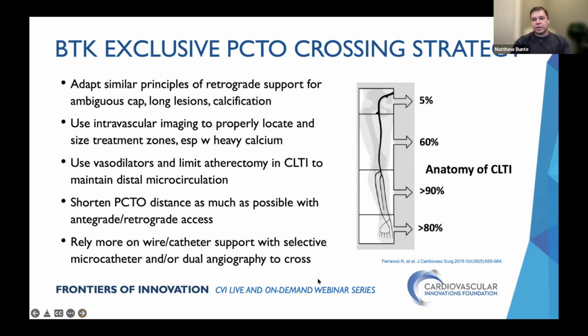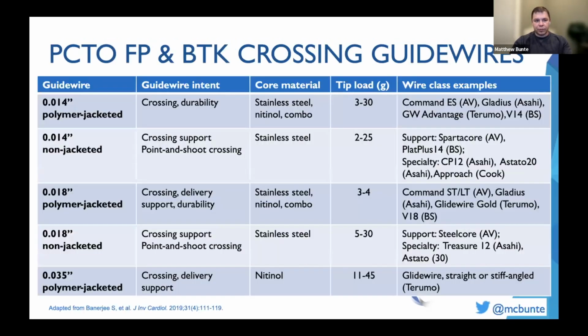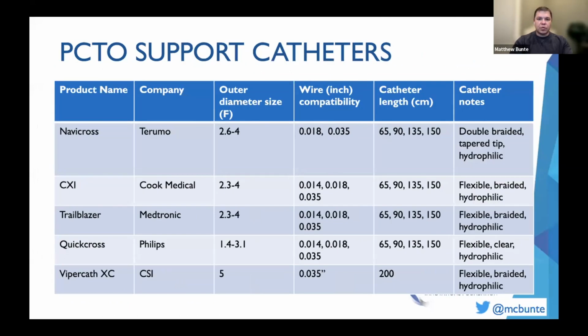And I think it's important to point out that in our CLTI population, most of those folks are going to have a degree of tibial and pedal artery disease, but really multi-level disease is what describes that group. So I'm not going to belabor this table, but just to suggest that there are a number of polymer jacketed and non-jacketed 014, 018 wires and polymer jacketed 035 wires that are routinely used for successful wire and catheter crossing. And I think these slides will be available if you want to review this further. Similarly, the support catheters are, there's a number of support catheters used.